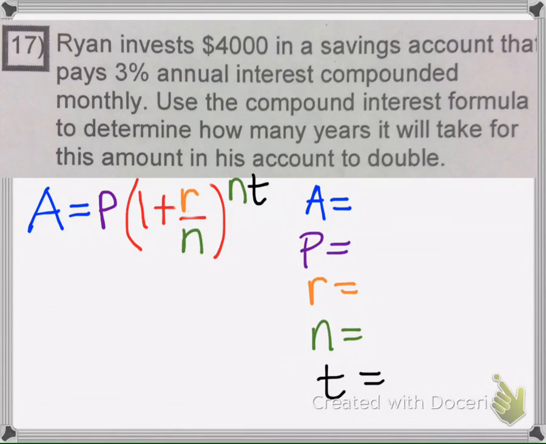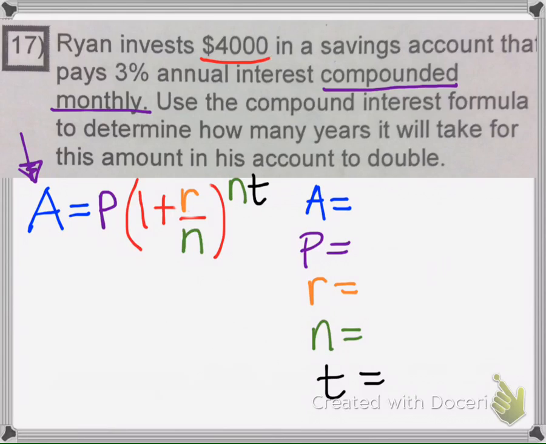In this problem, Ryan invests $4,000 in a savings account that pays 3% annual interest compounded monthly. So because it says compounded monthly, we know that we're going to use this formula here for compound interest. It says use the compound interest formula to determine how many years it will take for this amount in his account to double. So we're going to plug in all the values that are given to us.